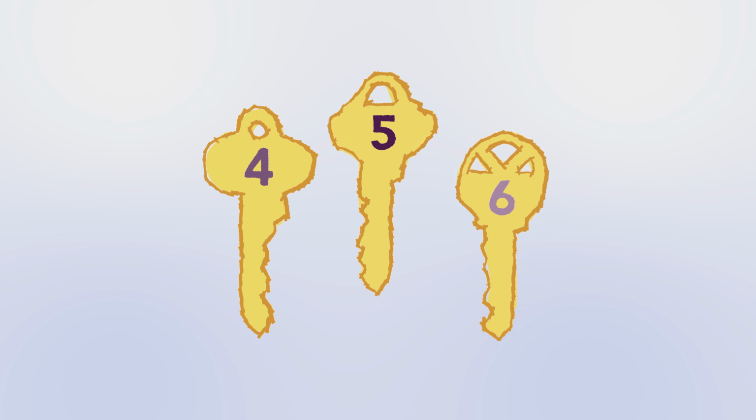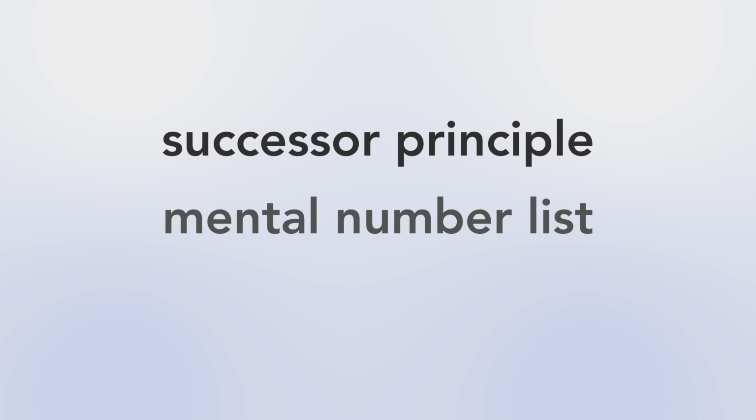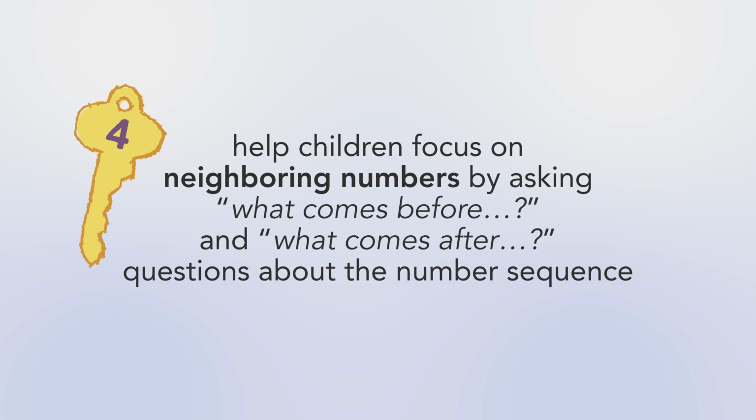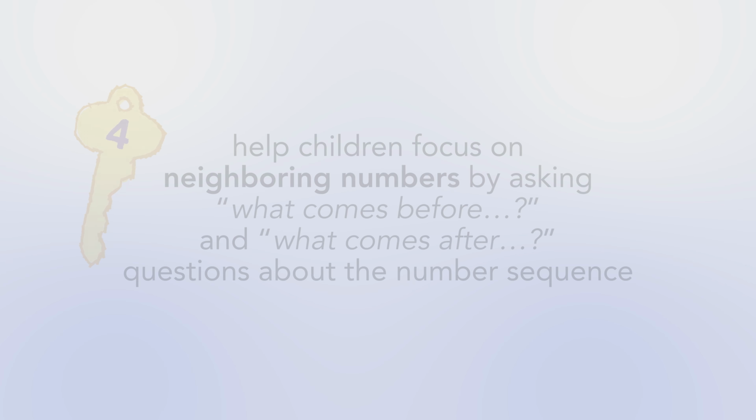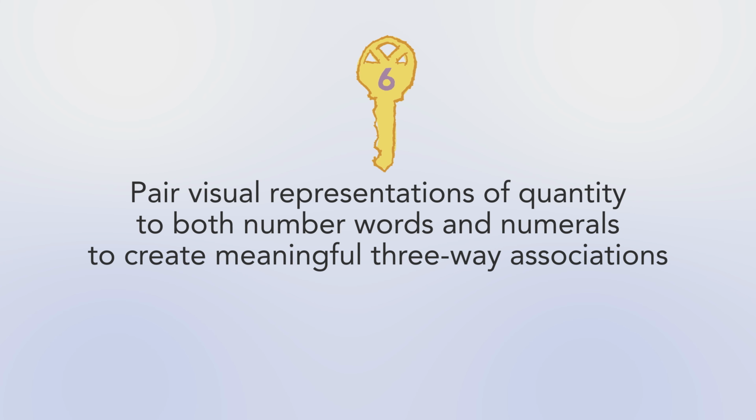In this video, we've focused on how the last 3 key instructional practices of this module help you support children's development of the successor principle, build their mental number list, and become familiar with numerals. The 3 practices are: help children focus on neighboring numbers by asking what comes before and what comes after questions about the number sequence. Help children discover the successor principle, that each sequential number is exactly one more, by asking what is one more than and what is one fewer than. Pair visual representations of quantity to both number words and numerals to create meaningful 3-way associations.